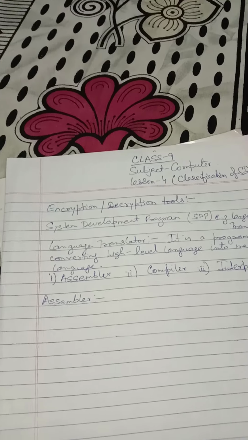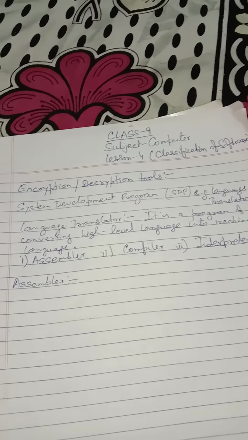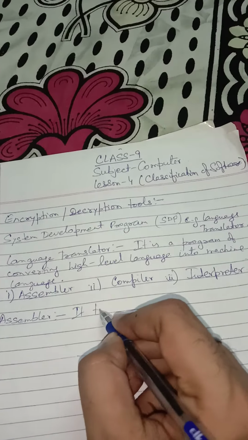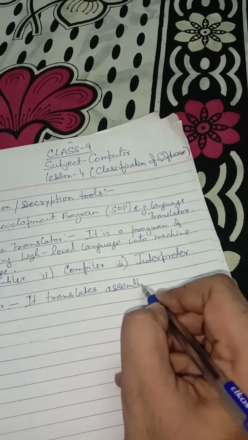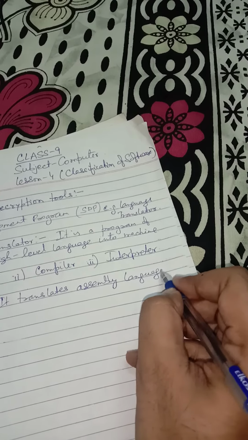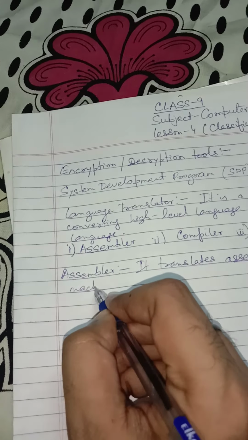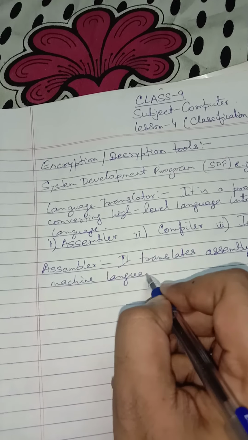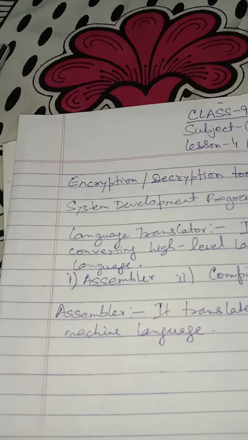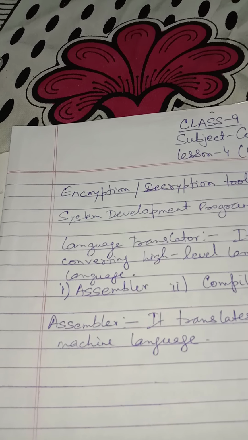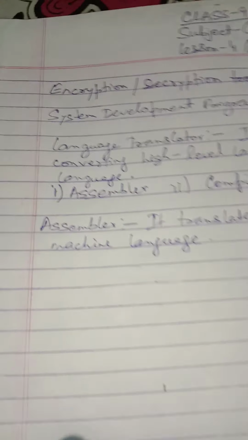What is assembler? Assembler is a language translator that translates a program written in assembly language into machine language. The assembly language generally consists of mnemonics or pseudocode, which is converted into binary language with the help of the assembler.